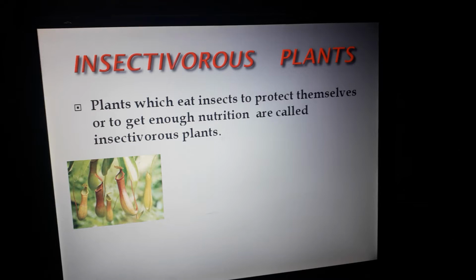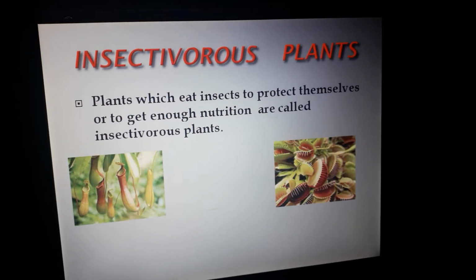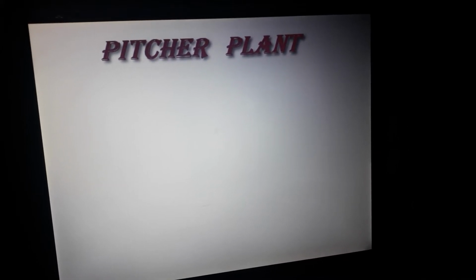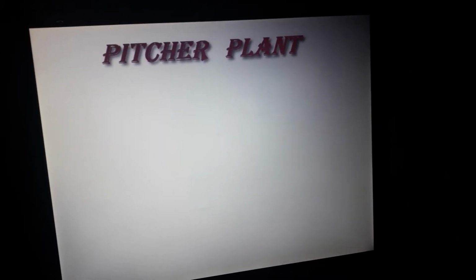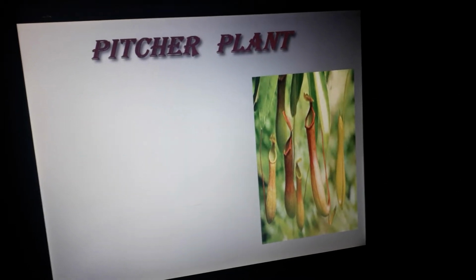Examples of these type of plants are pitcher plant, Venus flytrap, and sundew plant. Now, first category is pitcher plant. Now, how does pitcher plant look like? Let's see in the picture.